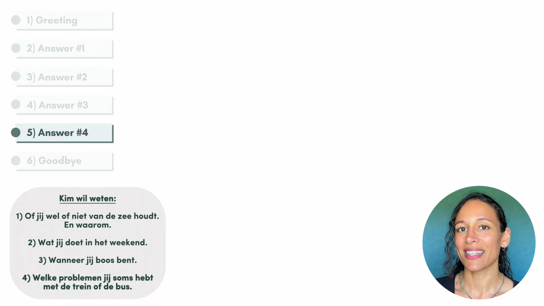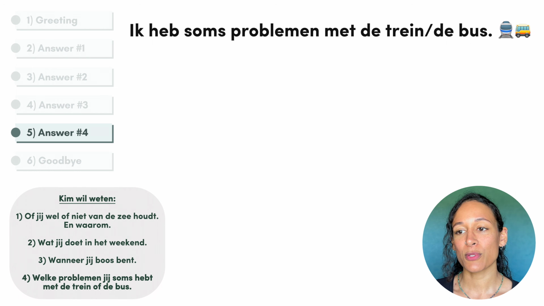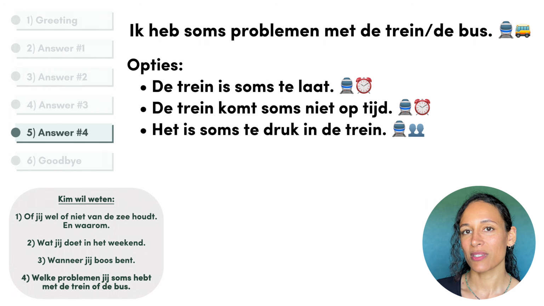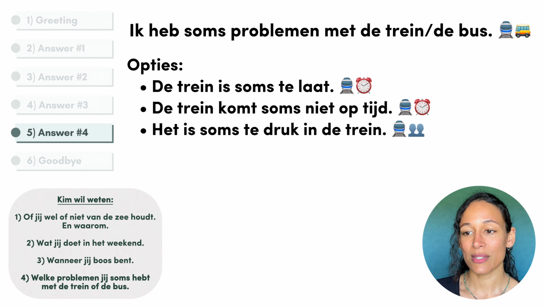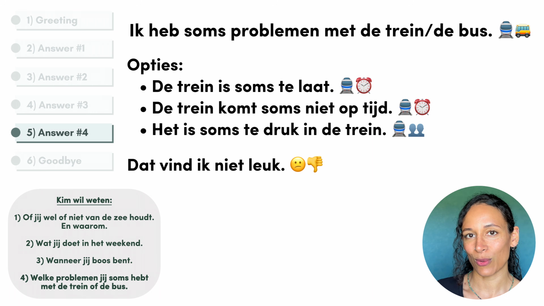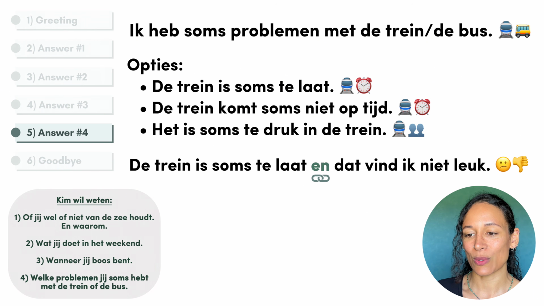De vierde en laatste vraag. Welke problemen heb jij soms met de trein of de bus? Here you could write something like, ik heb soms problemen met de trein. And then you specify your issue. De trein is soms te laat. De trein komt soms niet op tijd. Het is soms te druk in de trein. And to top it all off, you could throw in an extra, dat vind ik niet leuk. If you want to make sure you meet the requirement of 2 linking words, you could even combine the sentences and write something like: de trein is soms te laat en dat vind ik niet leuk.